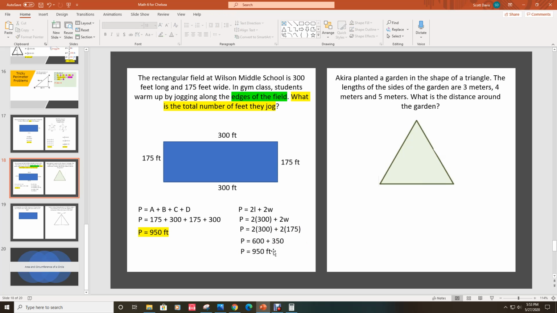Now, when you have your answer, if you were doing it on a worksheet, you could say to your teacher, perimeter equals 950 feet. But oftentimes, you have to really look at your problem and how they want you to word your answer. Sometimes your teacher might say they want you to answer in a complete sentence. So while yes, the perimeter of the field is 950 feet, what they're actually asking us is what is the total number of feet they jog.